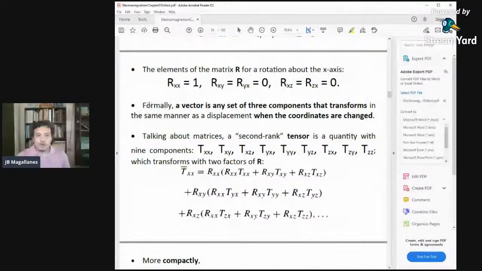So formally, a vector is any set of three components that transforms in the same manner as a displacement when the coordinates are changed. So you can transform a vector, but later we will show, especially in the curvilinear coordinate system, how these transformations are used.